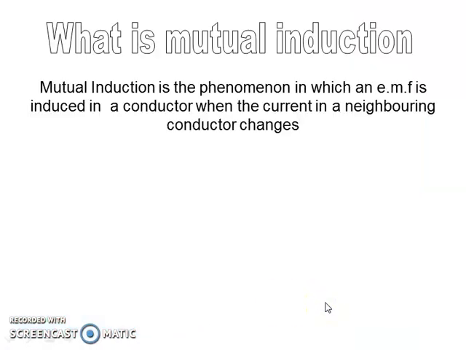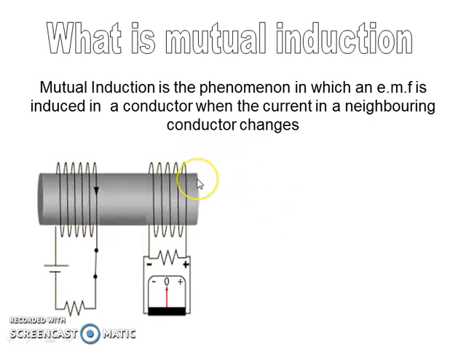What is mutual induction? Mutual induction is the phenomenon in which an e.m.f is induced in a conductor when the current in a neighboring conductor changes. Observe these two simple circuits. The conductor we use here is a solenoid. The first circuit, which is the primary circuit, consists of battery, solenoid, switch and a resistor, whereas the secondary circuit consists of solenoid and a voltmeter.